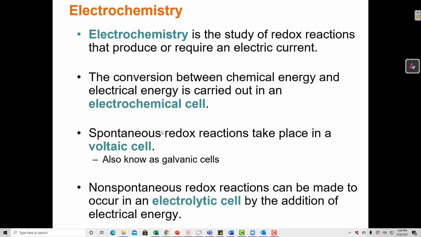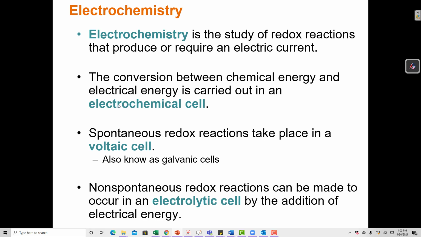So electrochemistry is the study of redox reactions that produce or require an electric current. So far, we've been thinking about these cells as moving spontaneously, and we can use that spontaneous motion like a ball rolling down a hill or a waterfall, and we can use the motion to turn a turbine, for example, or light a light bulb. But we can also run these reactions in reverse to make them require an electric current. And if we run redox reactions in reverse, it makes a non-spontaneous reaction move from the reactants to the products.